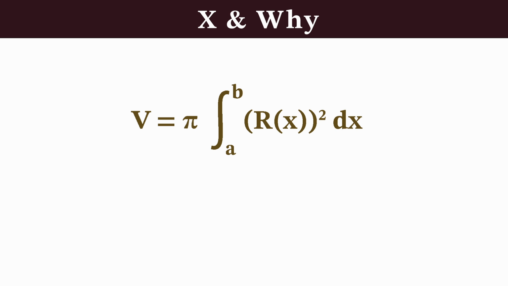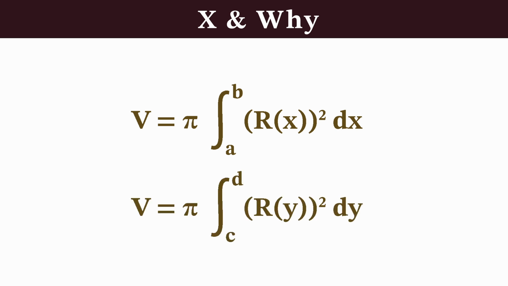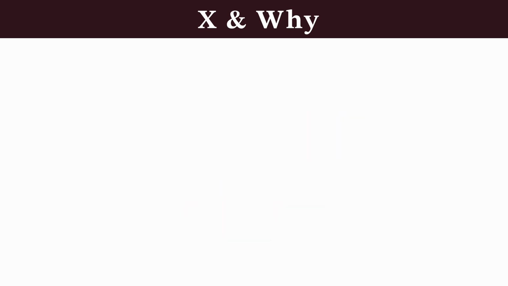For a function with a vertical axis of revolution, the formula is volume equals pi times the integral from c to d of the radius of y squared dy. For the washer method, the formulas are as follows.